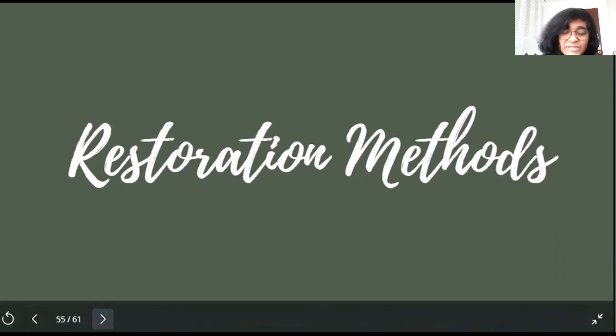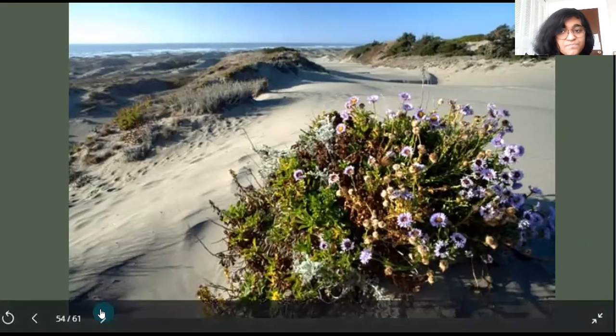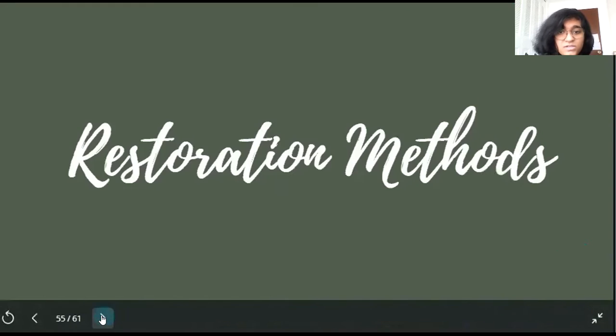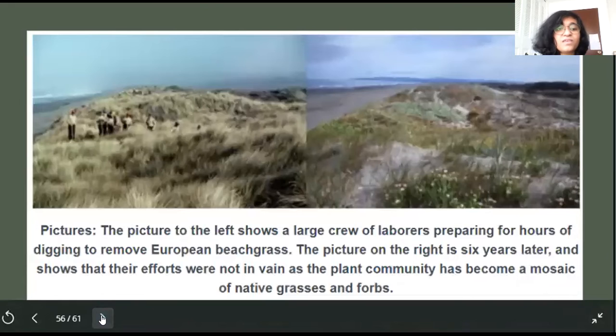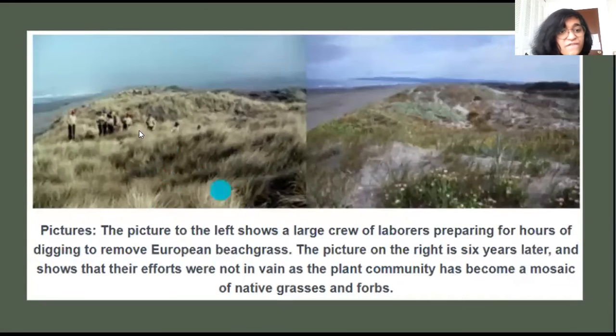So now we're coming to the restoration methods. This picture on the left shows a large crew of harbor laborers preparing for hours for digging to remove the European beach grass. This picture on the right is 6 years later and shows their efforts were not in vain, as the plant community has become a mosaic of native grass and forests.